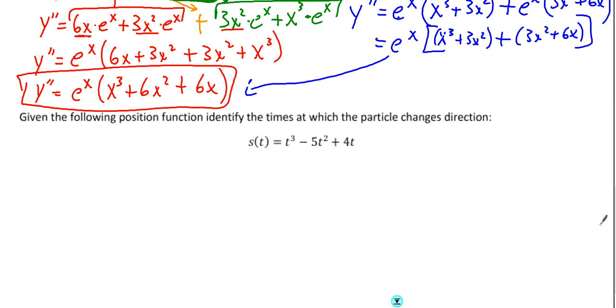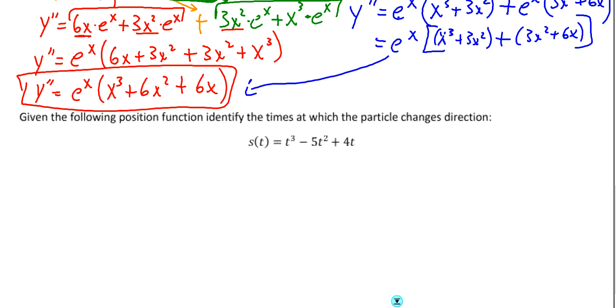And now our last problem. Our last problem deals with velocity. Okay? So given the following position function, identify the times at which the particle changes direction. Okay, so we're talking about when the particle is changing direction, from either forward to backwards or up to down. Okay, so this is our position. Well, a particle changes direction when the velocity changes direction from positive to negative, because positive velocity you're going forward, negative velocity you're going backwards.